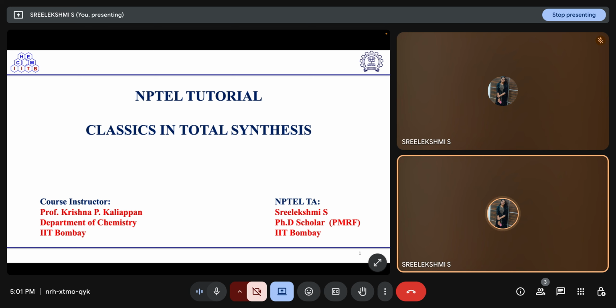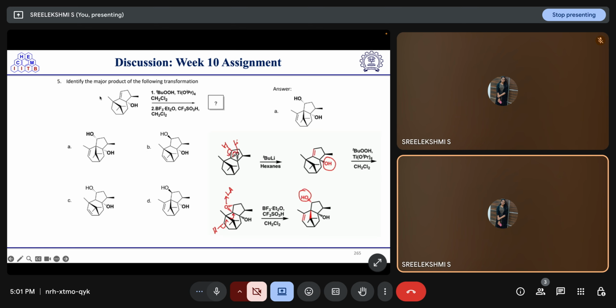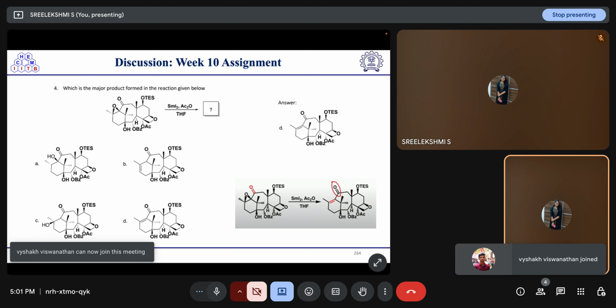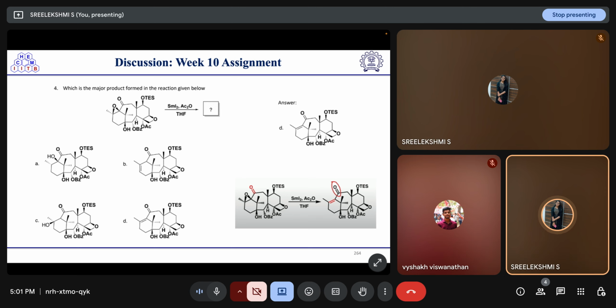So this is our 12th week tutorial session, and so far we have discussed several assignment questions and other related reaction mechanisms, lecture topics, as well as other problems. Today, since in the last week we were discussing the week 10 assignment, the last question we discussed was this one, which is a major product formed in the reaction given below. So this compound, upon treating with samarium iodide, acetic anhydride, and THF, which will be the major product, that was the question. So this we have already seen in the last session.